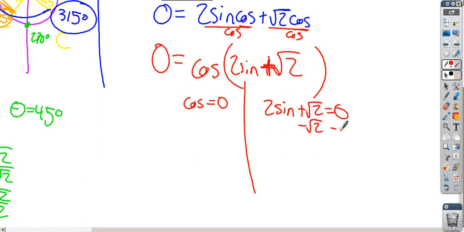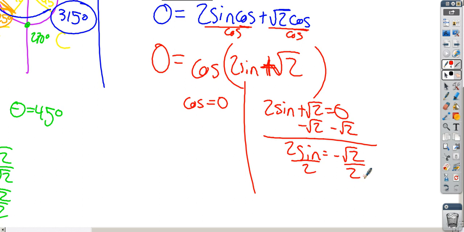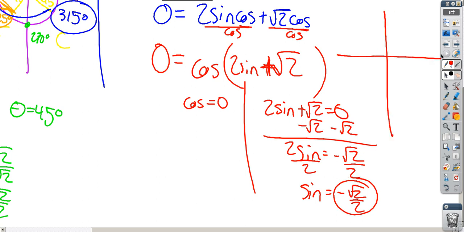Let's start with this one. We'll subtract radical 2, so we'll have negative radical 2, then we'll divide by 2. So we'll get sine equals negative radical 2 over 2. Well, remember in that last problem we found out that that angle is 45. Now we only need to be concerned with where sine is negative. And sine is negative in these two quadrants.